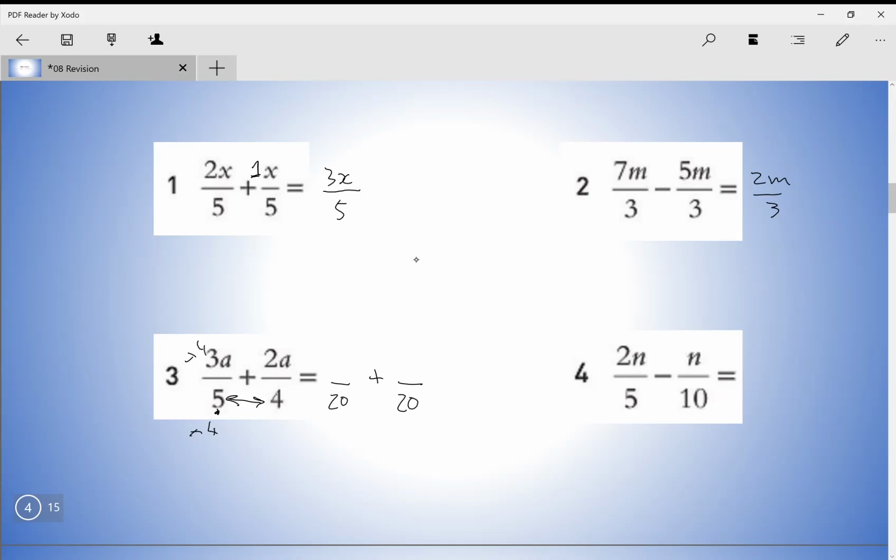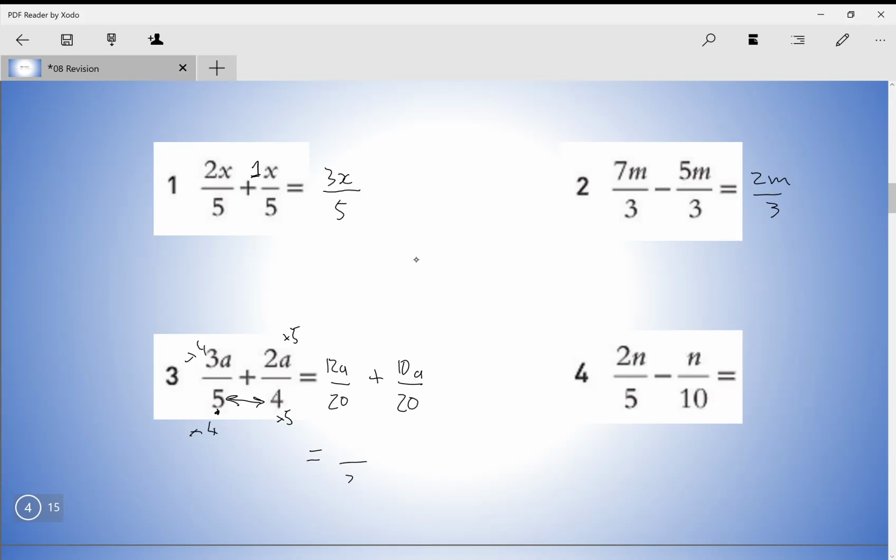So in this case, nothing happens to the a, we just multiply the coefficient of a by 4. So we end up with 12a. And then over here, we multiplied our 4 by 5 to get to 20. So we've got to multiply the top by 5. And again, nothing happens to the a, we just multiply the coefficient 2 by 5. And we get 10. So now we can continue with the exact same process as the first two examples.